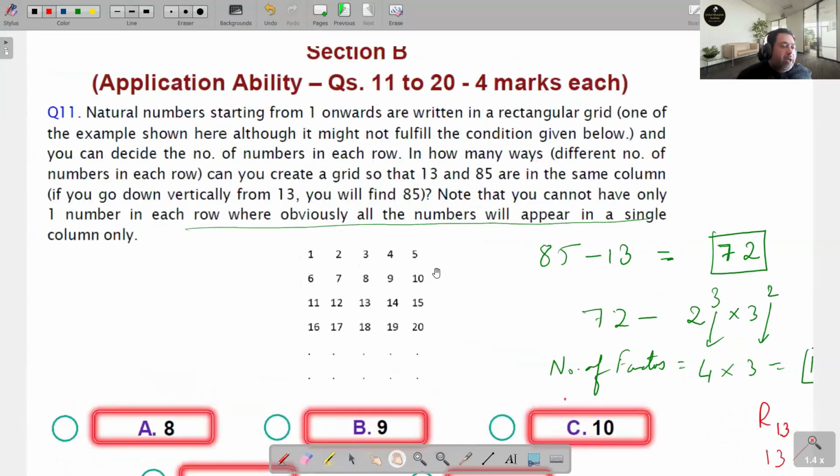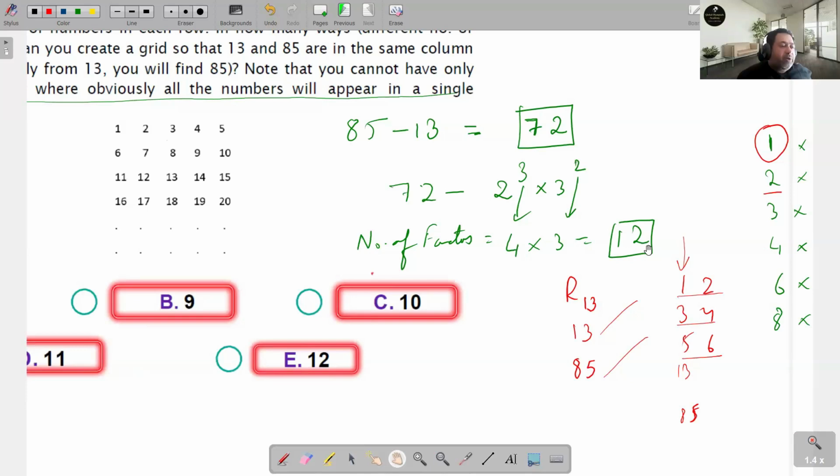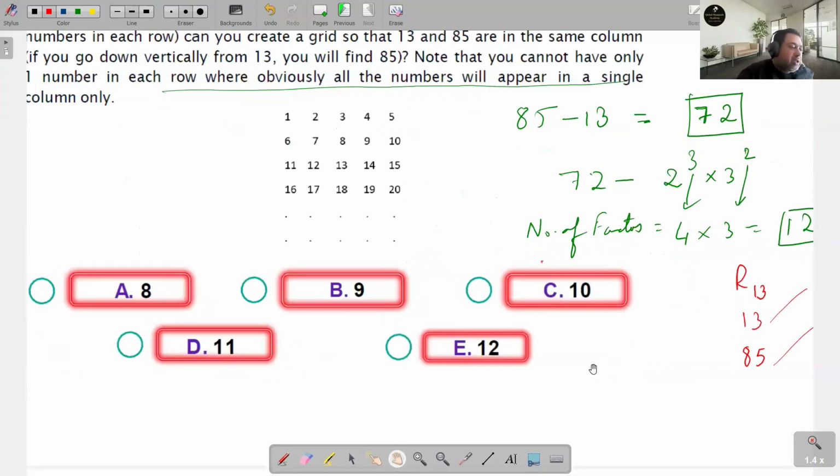So the answer here, as we saw, is going to be, except 12, we can consider all the others, which means your answer option is D. Sorry, except 1. Out of these 12 factors, we cannot consider 1 as it's given in the question. So the answer will be option D, 11. Right, we'll move on to the next question.